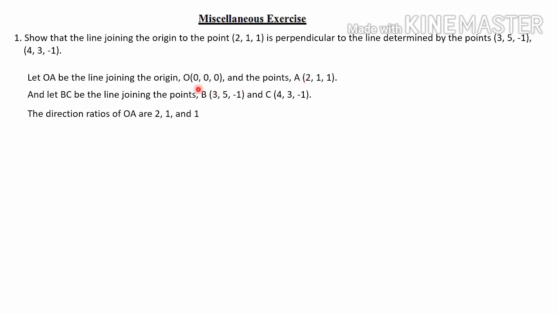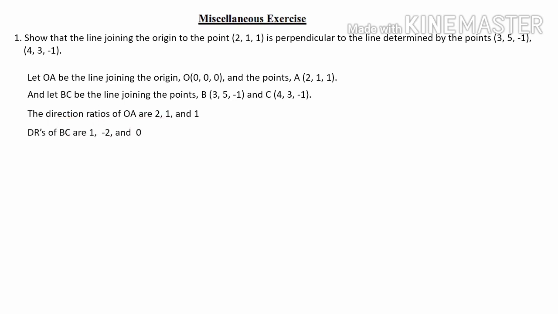2 minus 0 means we know how to find the direction ratios, that is x2 minus x1, that is 2 minus 0, 2 minus 0 is 2, 1 minus 0 that is 1, and here z2 minus z1, that is 1 minus 0, that is 1. That is the direction ratios or DRs of OA.